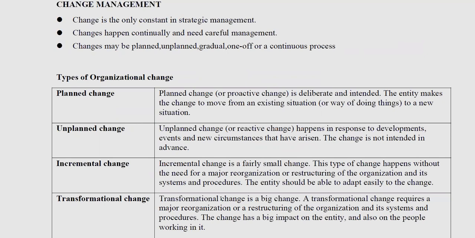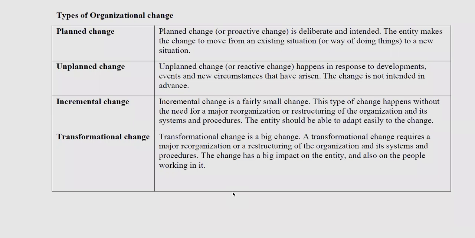So changes may be planned, gradual, one-off, or a continuous process. So what are the types of organizational change that can happen? We can have a planned change, or what we call a proactive change. This is deliberate and intended. Okay, so the entity makes the change to move from an existing situation or way of doing things to a new situation. So they have planned to change.